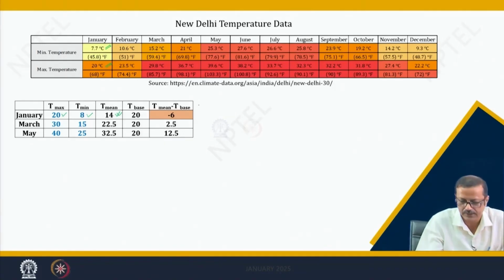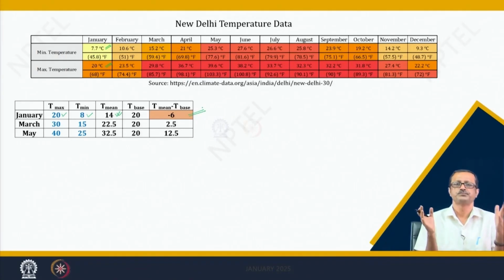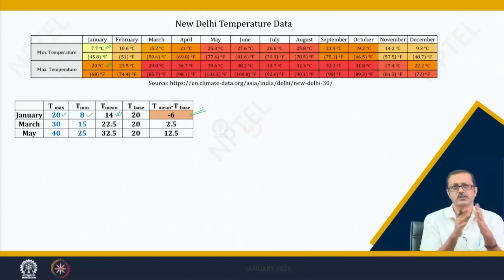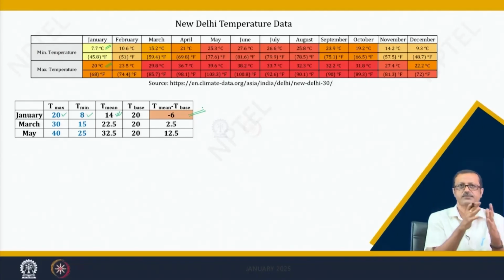So, 20 degree is my indoor base temperature, I want to keep that. So, it is negative in the Delhi month of January. That means, in the month of January I will not need any kind of cooling. So, any negative I am not going to take, I will take only the positive values, because that is my cooling demand. Negative, I do not need any kind of cooling, it is already cold.